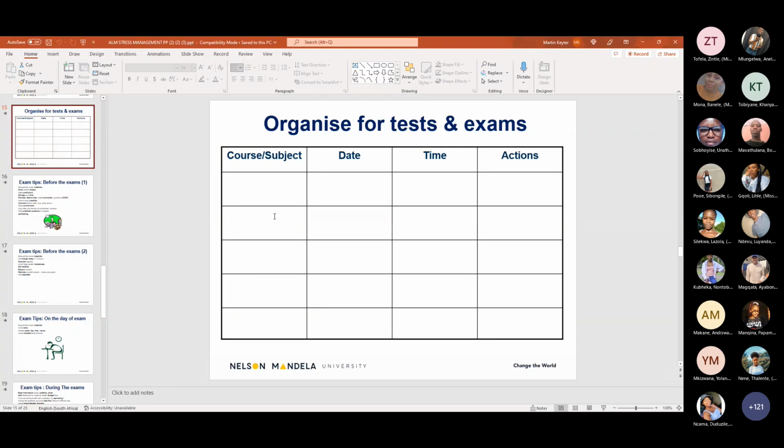For the time being, I assume when you did your planning and scheduling component in the first week of the semester, that you have some form of grid similar to this, where you know exactly when the tests and exams are, whether it's online or in person, and you can add assignments to that. I assume you already have.